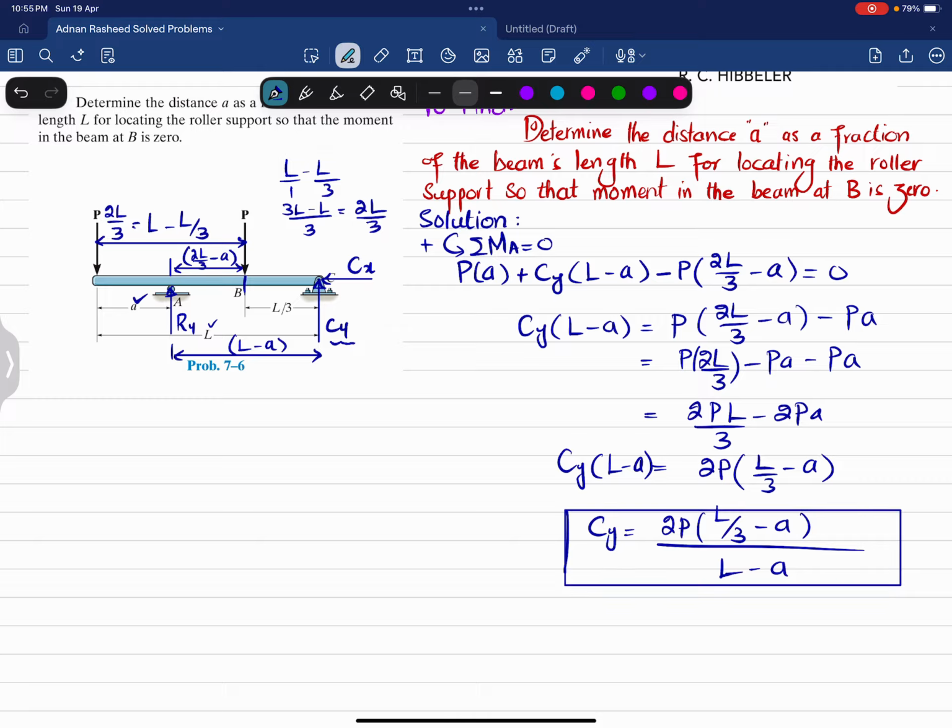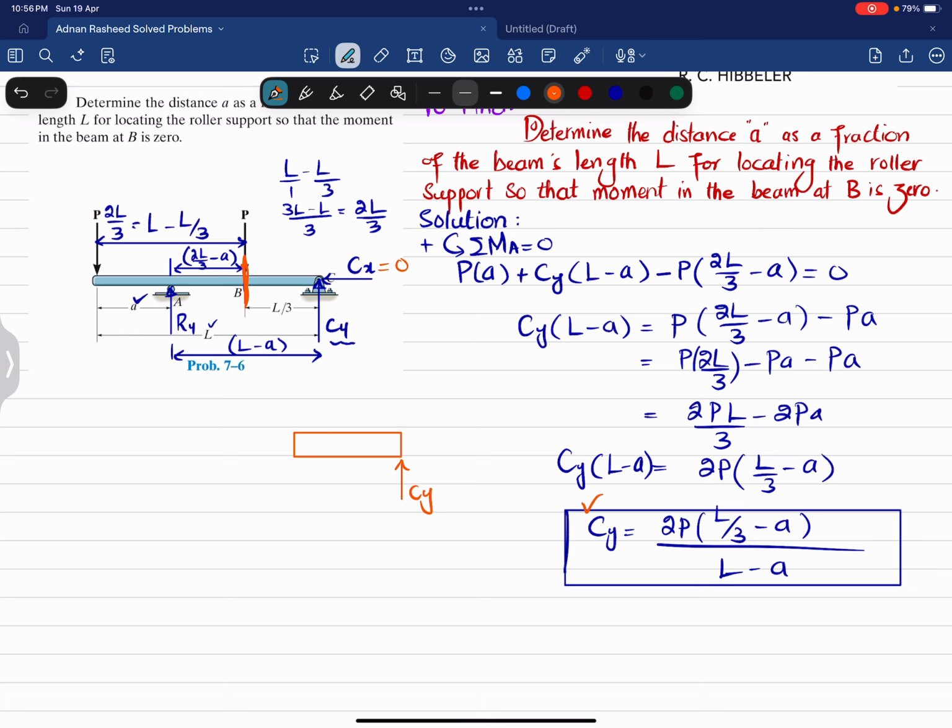Once you get this Cy, what we are going to do is section this beam at point B and draw the free body diagram, because we have been asked that moment at point B is equal to 0. So here Cy is how much? This Cy is this one, clear? And Cx is equal to 0 because there is no horizontal force.